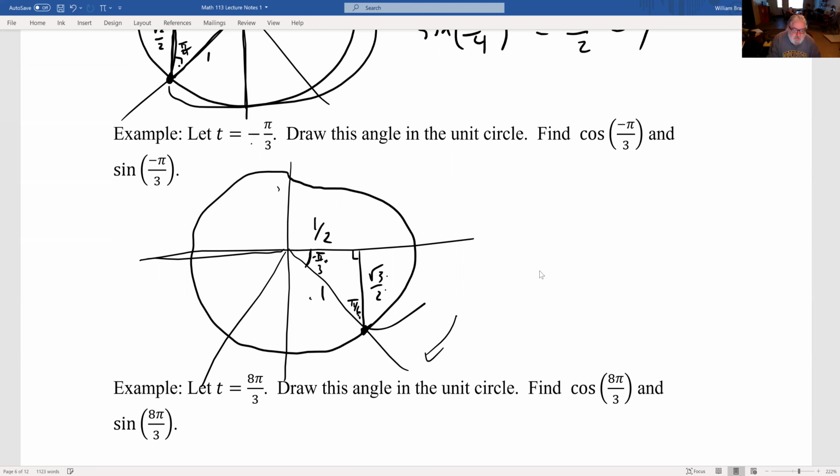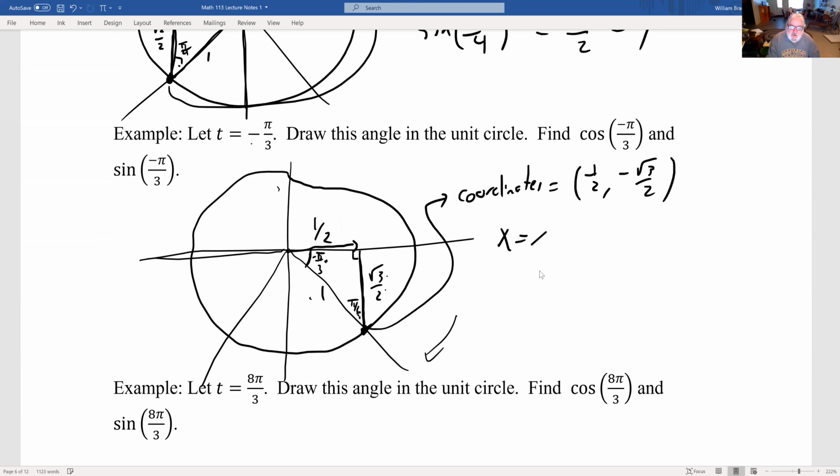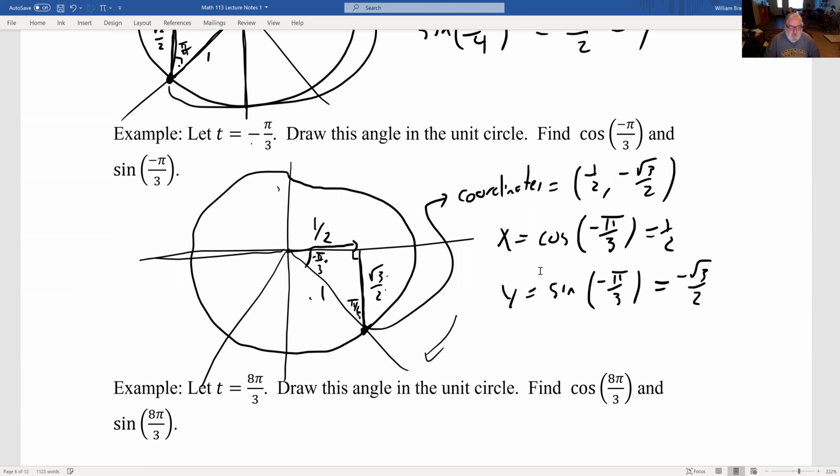So what are the coordinates of this point? We go right 1/2, and then we go down √3/2, and going down means we need a minus sign. So x coordinate is cosine, and that's 1/2. Y coordinate is sine, and that's minus √3/2, because we're going down there.